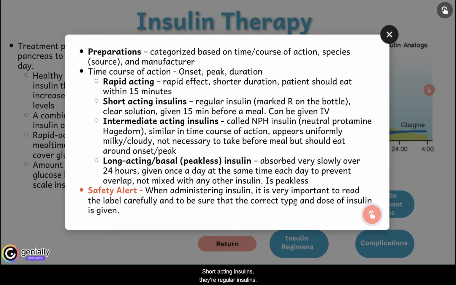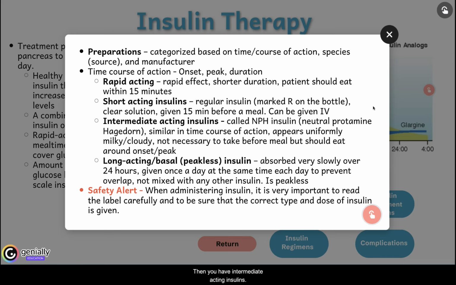Short acting insulins are regular insulins. You'll see an R on the bottle, showing that it's regular insulin. It's a clear solution, just like the rapid acting one, and it's also given 15 minutes before a meal. When you hear insulin given by IV, that is only for regular insulin. No other insulin can be given by IV. Only regular insulin can be given intravenously, like through an IV pump.